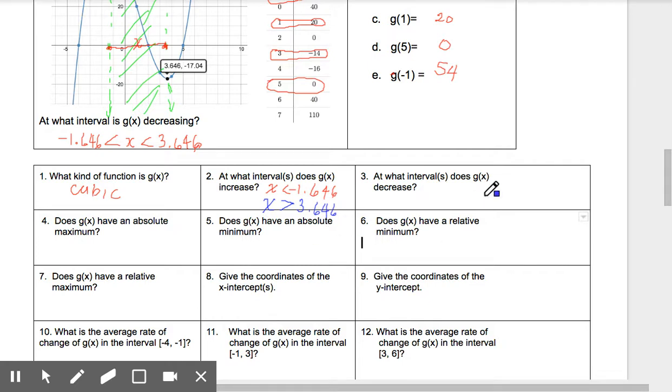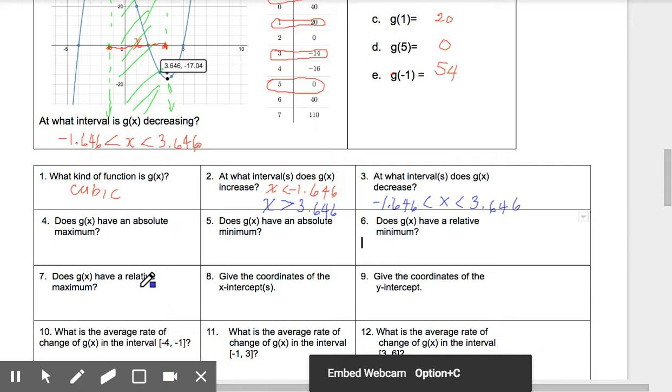At what intervals does g of x decrease? Well, we already wrote that down, so we'll just repeat it here. It's going to be negative 1.646 is less than x, is less than 3.646.